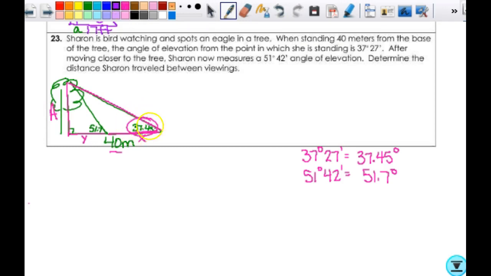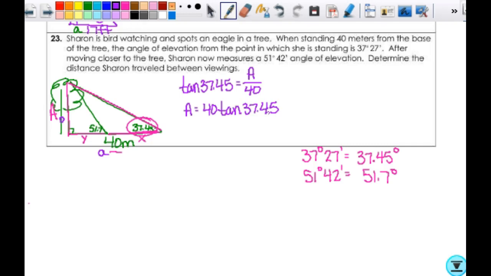Because for this angle, this is the opposite side, this is the adjacent side. So that means I'm going to use tangent. So I'm going to take the tangent of 37.45. That's equal to the opposite, which is that capital A, so I can store it in my calculator, over the adjacent, which is 40. So that means the length A, which I'm going to store, is 40 times the tangent of 37.45.